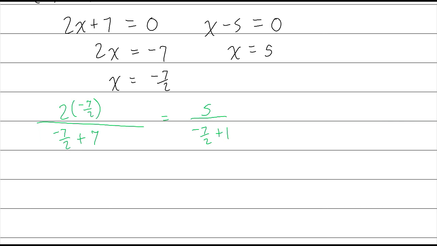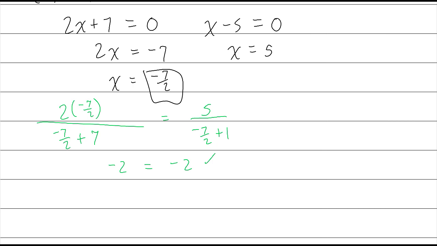2, negative 7 over 2, over negative 7 over 2 plus 7. The left side comes out to equal negative 2. 5 over negative 7 over 2 plus 1. Right side comes out to be negative 2. Check. So good. This negative 7 over 2 is a solution.